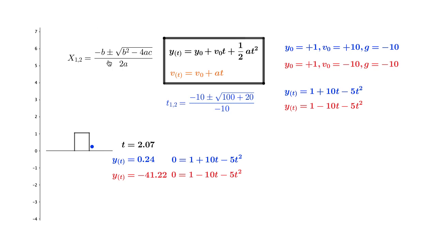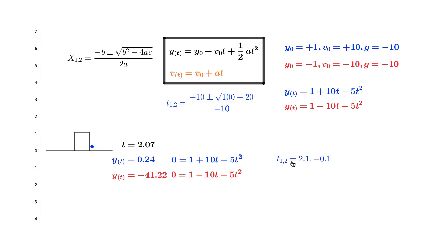And all of that will be divided by 2 times a, or 2 times minus 5, which equals minus 10. When you enter these values into your calculator, you should find that the time is equal to 2.1 or minus 0.1. We have two results because one comes from the plus square root and the other comes from the minus square root. Now we have to decide which result to use.